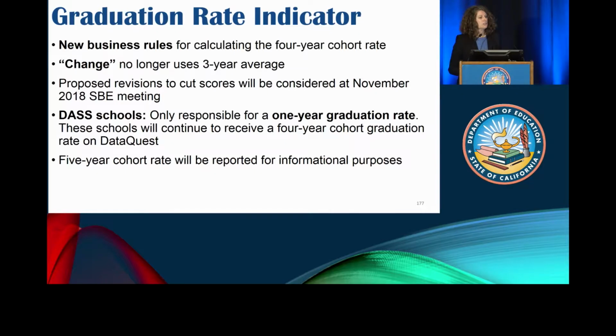Now, DAS schools are treated a little differently, and we're going to go into a lot more detail about the alternative schools, but they are only going to be responsible for what we're calling a 1-year graduation rate or grade 12 graduation rate. So these students will have different metrics assigned to them. Like I said, we'll go into a little bit more detail, but they will continue to receive a 4-year adjusted cohort graduation rate on DataQuest.